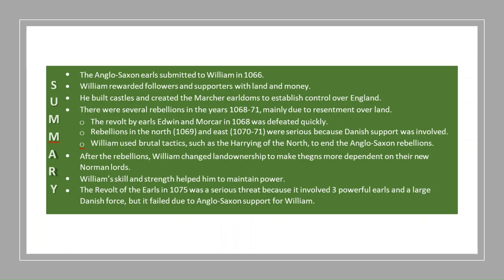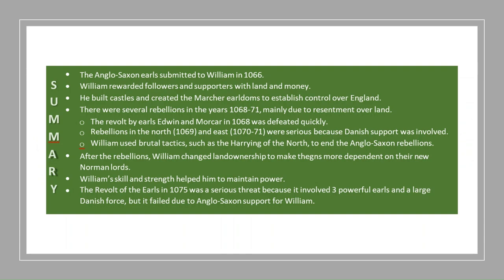Summary then. Anglo-Saxon earls submitted to William in 1066. William rewarded supporters and followers with land and money. He built castles, he created the Marcher earldoms to control England. There were several rebellions, mainly due to resentment over land. The revolt by Edwin and Morcar was defeated quickly. Rebellions in the north and the east were serious because Danish support was involved. William used brutal tactics like the harrying of the north to end Anglo-Saxon rebellions.